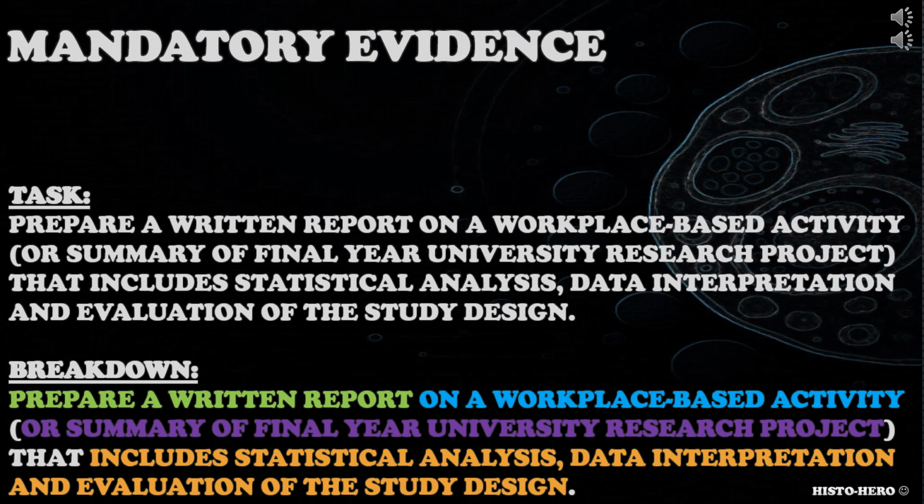So to break it down, the first part is asking you to prepare a written report. So you need to write this piece of evidence in a written report style. The next part of the task is asking you to write about a workplace-based activity. So consider tasks you are doing in your practice. The task is also suggesting an alternative approach in which you can write a summary of your final year project done at the university. If you choose this option, write it in the style of a summary, not a written report.